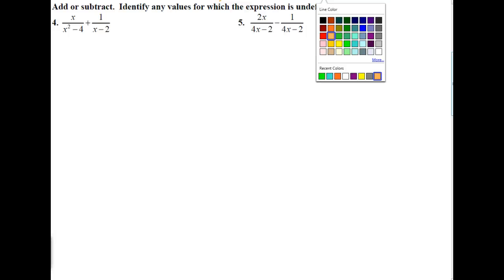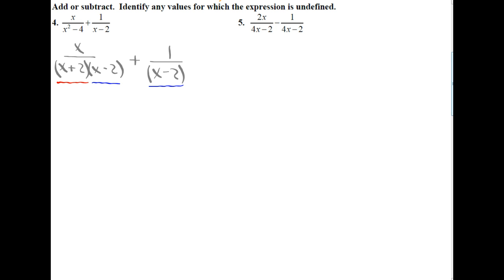In these next two, we're going to have to add or subtract. And remember, in order to do that, we need common denominators. So what's going to happen here is I'm going to factor my denominators so I can tell what I need to have in common. And so this first expression is x over x plus 2, x minus 2, because they're a difference of squares. And that's going to be added to 1 over x minus 2. So you can see here that in this problem, I have two different factors, x plus 2 and x minus 2. And over here, I do have in common an x minus 2.